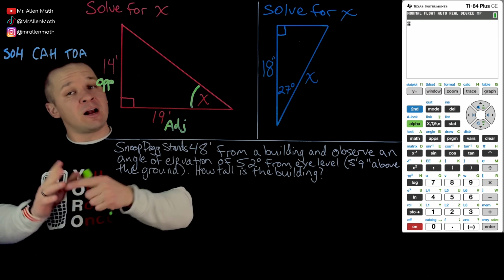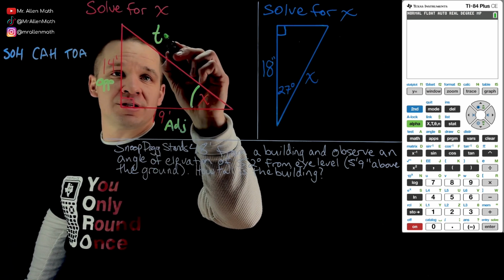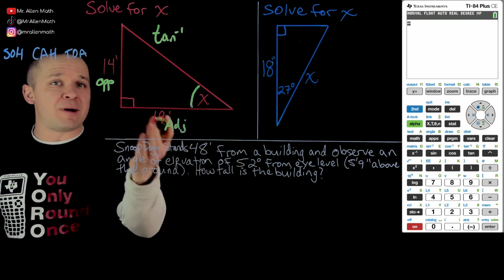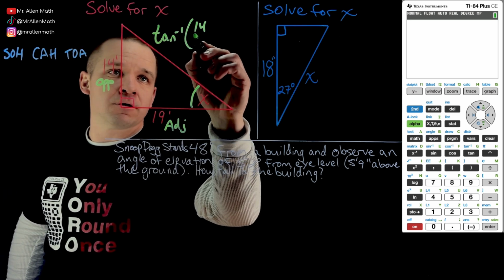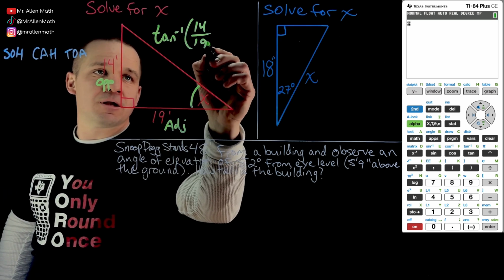And since I'm solving for an angle, I'm going to use inverse. We're going to do tangent inverse of my opposite side, which is 14, over my adjacent side, which is 19.